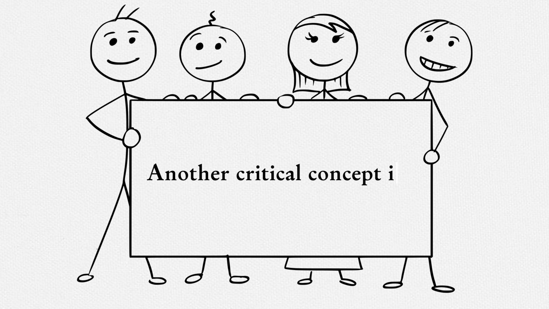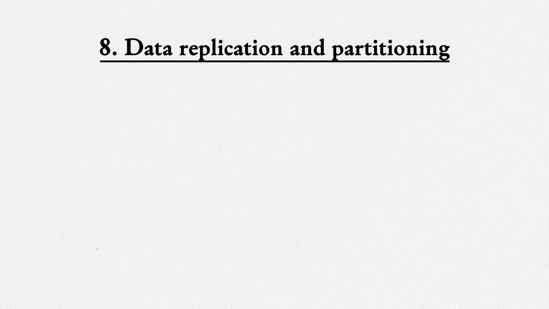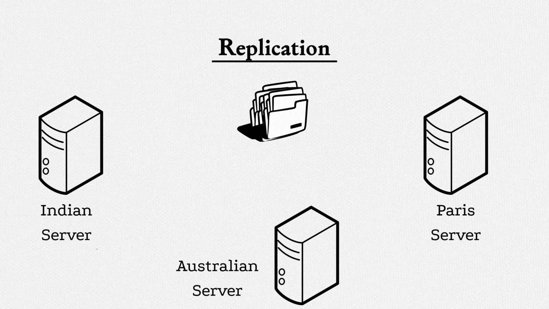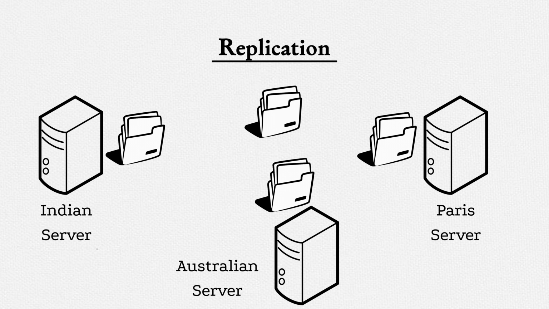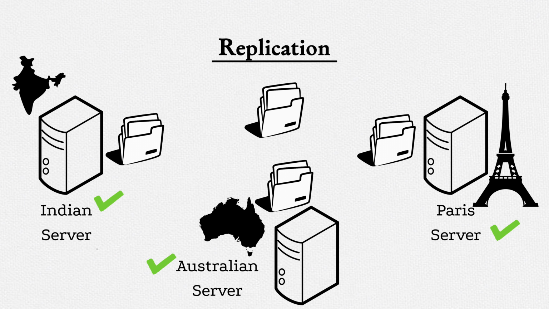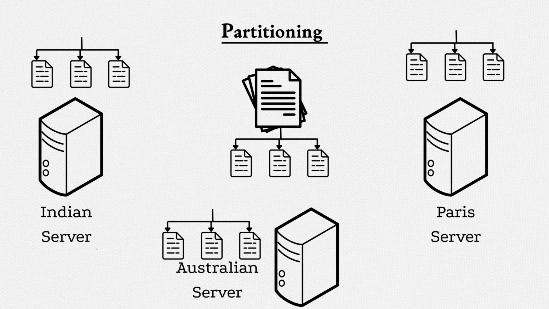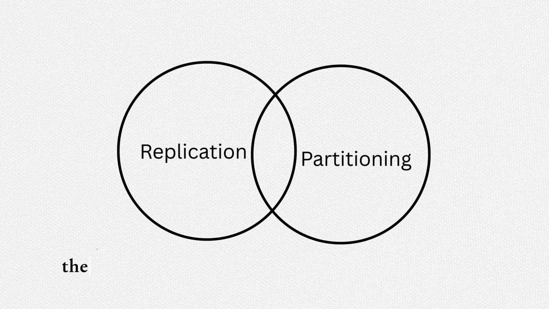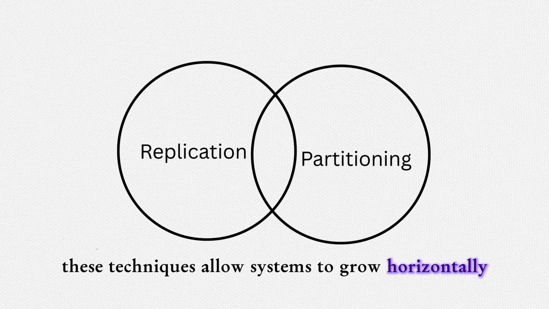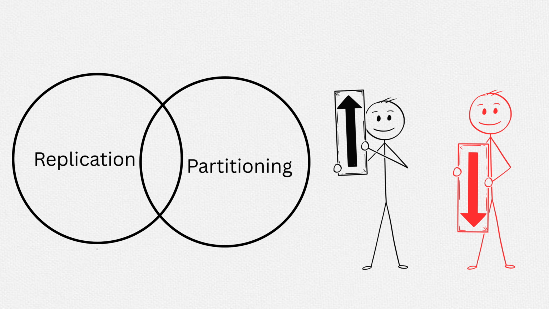Another critical concept is data replication and partitioning. Replication involves keeping multiple copies of data across different machines or locations to improve availability and fault tolerance. Partitioning, also known as sharding, splits data across multiple servers to handle large scale. Together, these techniques allow systems to grow horizontally while remaining resilient to failures.